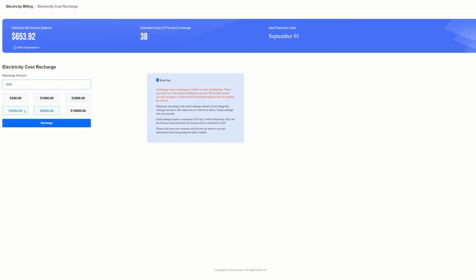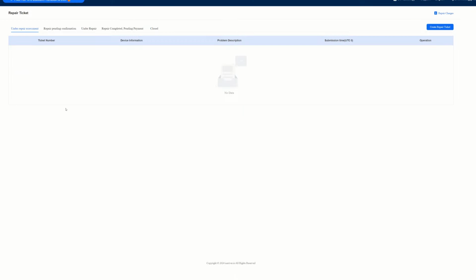So you can just click on some of these if you want. This is about the average for 1 month, I believe. And you can pay with Kaspa and other coin market coins, Litecoin, Bitcoin, I believe, as well as USDT type of transactions. Now, if there's ever an issue with your miner here, you can just click down on repair ticket here and create your repair ticket.